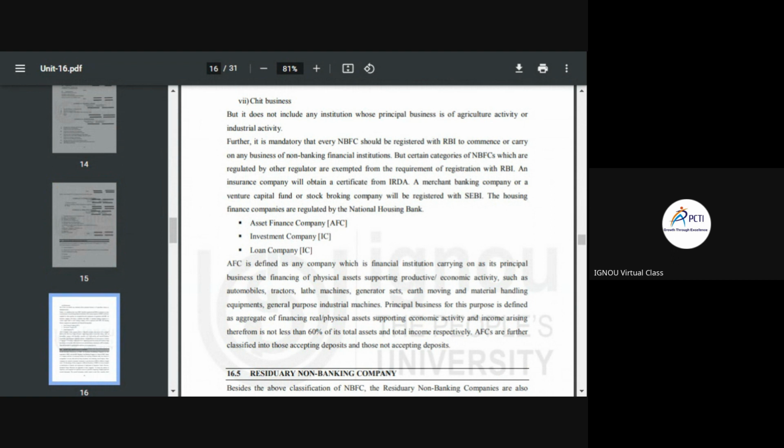The housing finance companies are regulated by the National Housing Bank. Here we have the asset finance company, investment company, and loan company. Basically, the asset finance company is defined as any company which is a financial institution carrying on as its principal business the financing of physical assets supporting productive economic activities such as automobiles, tractors, lathe machines, generator sets, earth moving and material handling.